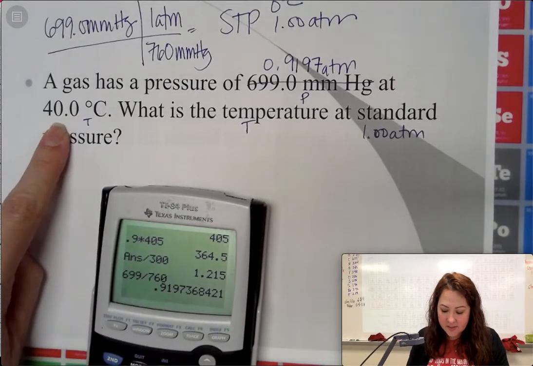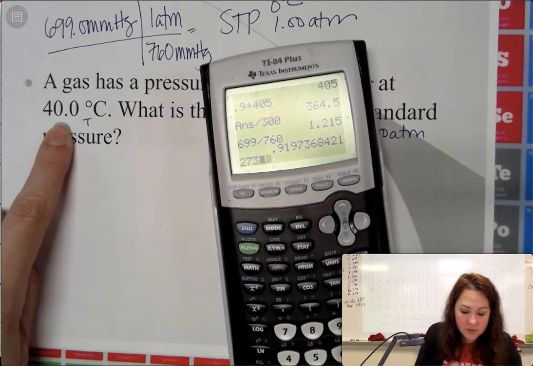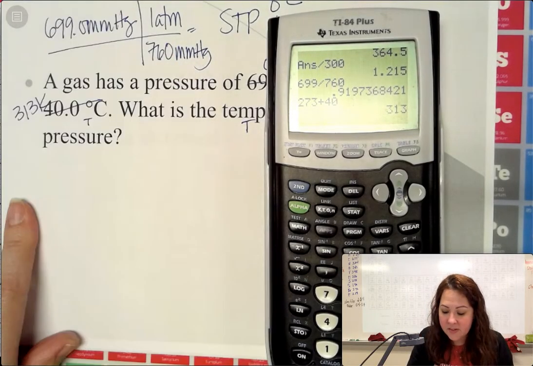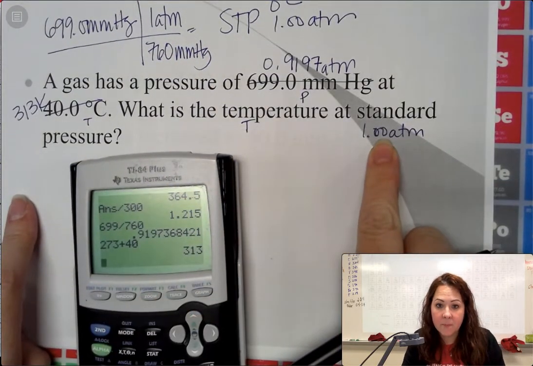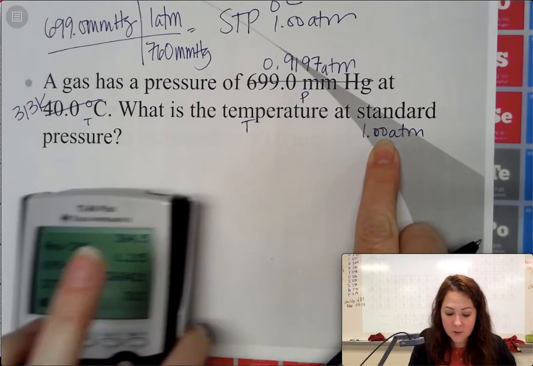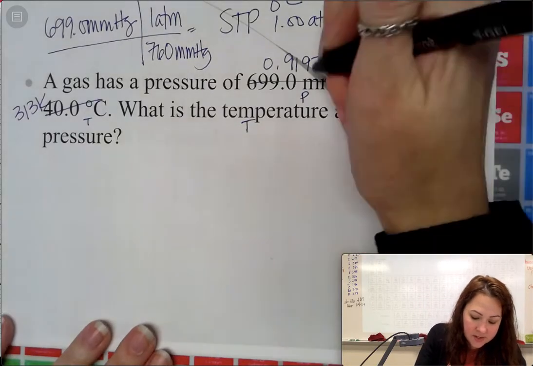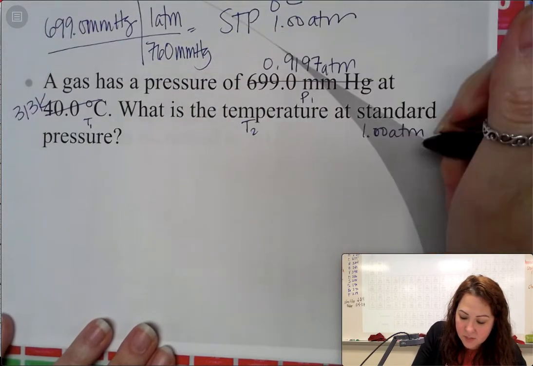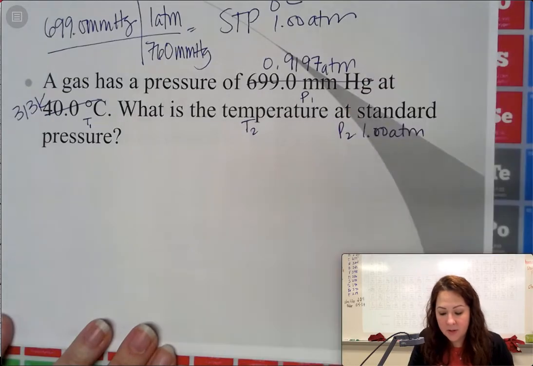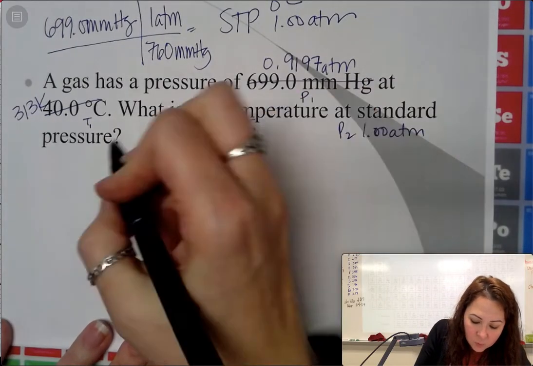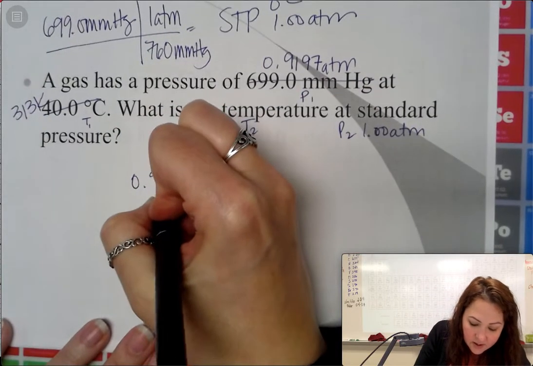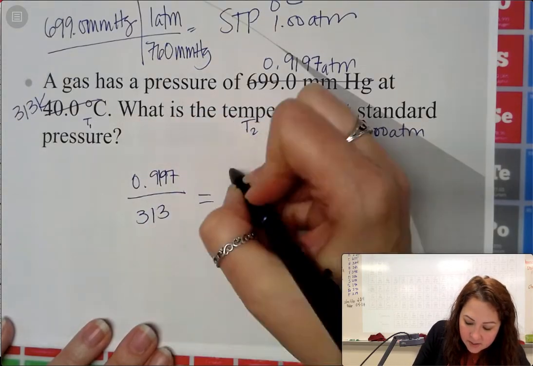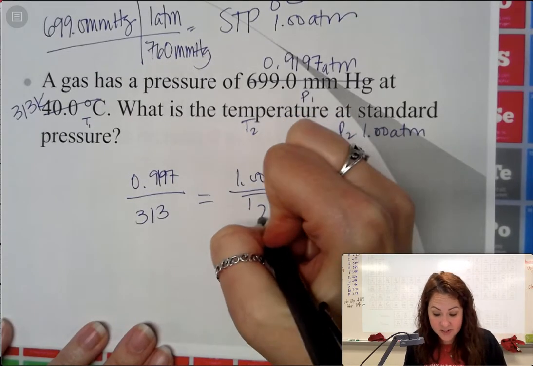40 degrees Celsius, so 273 plus 40 is 313 Kelvin. And then this is already in ATM, so I'm good to go there. So now that I have all the different units, these are my ones because they're attached together. The new temperature is T2, this is P2. So now I'm going to plug it all in. 0.9197 divided by 313 is equal to 1 ATM times T2, divided by T2.